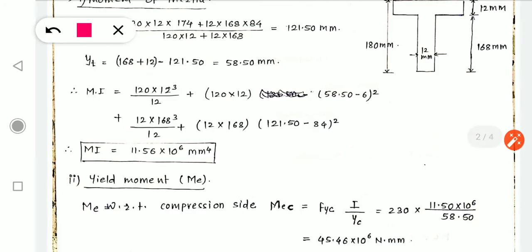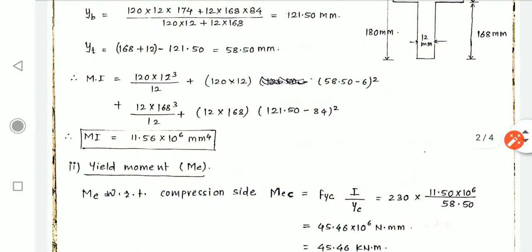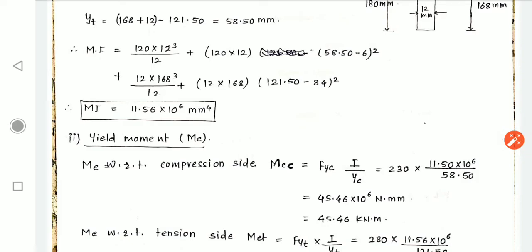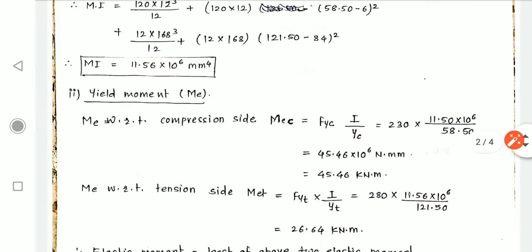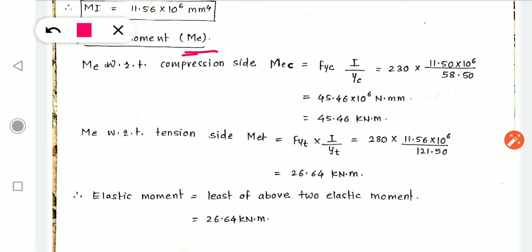Similarly, I have done it for the lower part exactly the same way: b d cube by 12 plus area into h square. I hope you are getting it. I am not going to explain it deeply, because it's a part of strength of materials and you have already solved plenty of problems, so I assume that you understood. Now the next step is finding ME, because up to this part we have calculated I and Y distances.